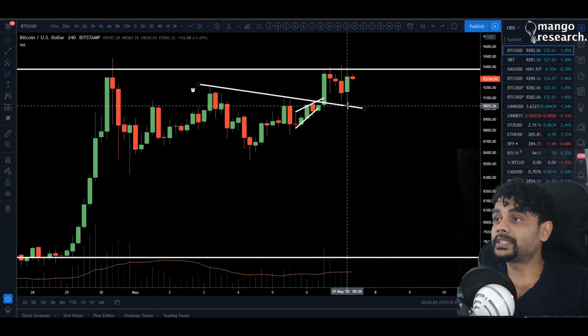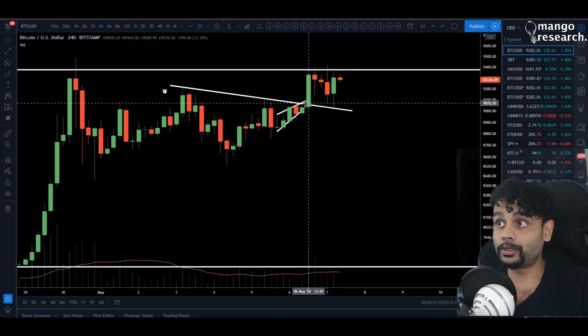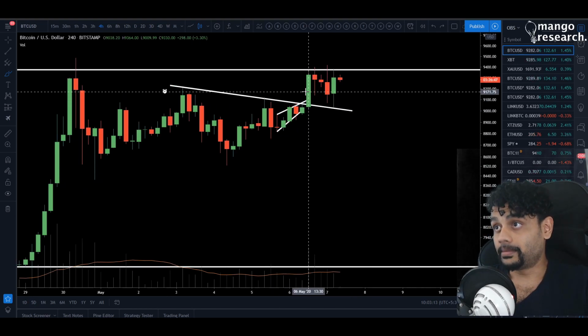So over here, as you can see, we did have an opportunity to rebuy the same area that we broke out from yesterday, the trade that I took to the downside and then broke to the upside.